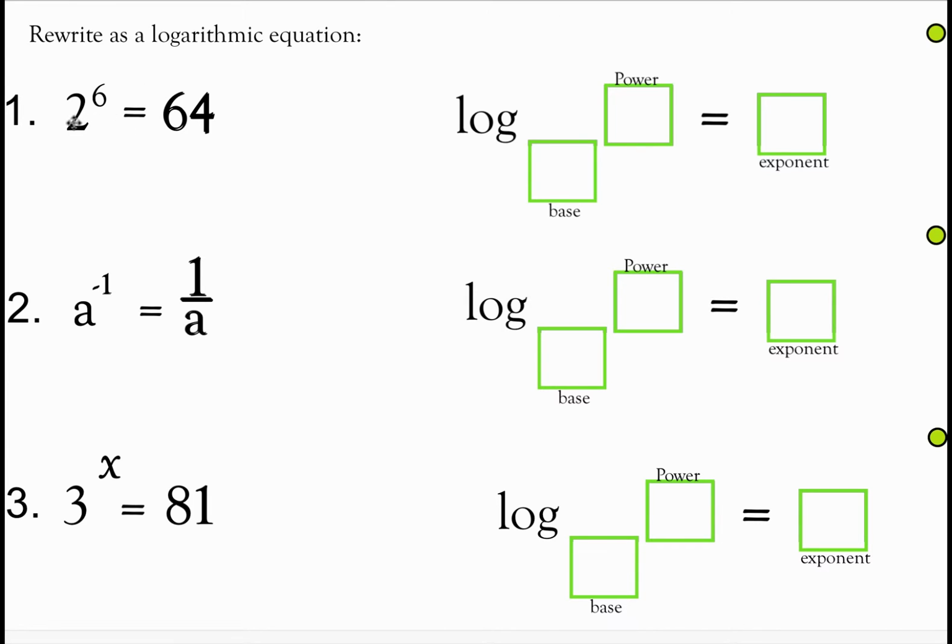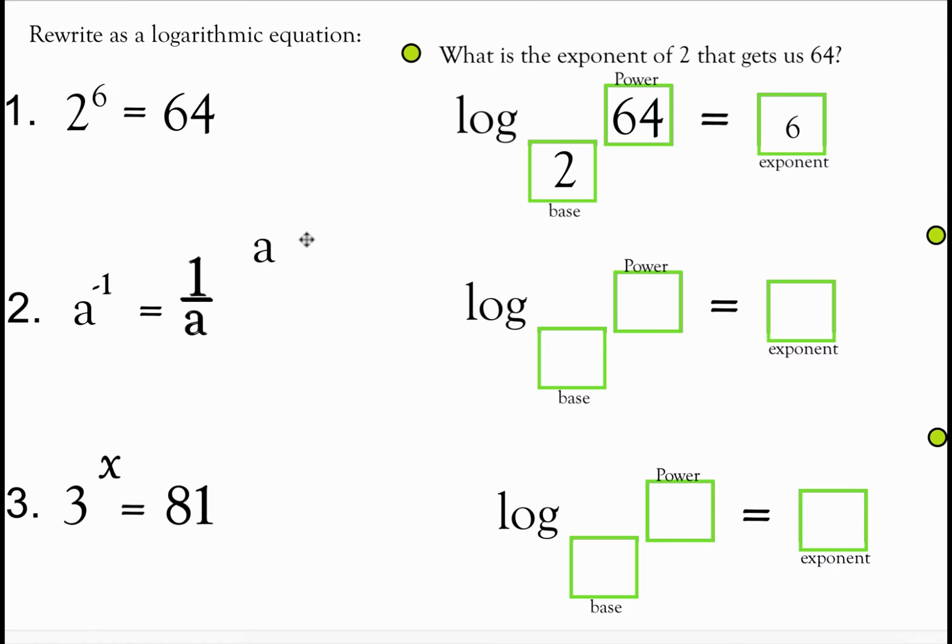So I'm going to start with an exponent, 2 to the 6 equals 64. That's a true statement. To write that in logarithmic form, I have to understand that 2 is the base. Log is fancy for exponent, so the exponent is 6. And then my power is 64. And again, this equation is really read as, what is the exponent of 2 that gets us 64? Well, the exponent is 6.